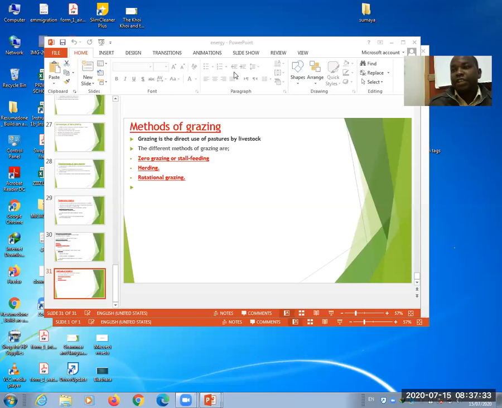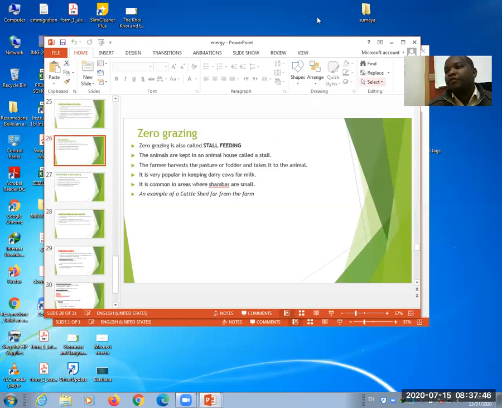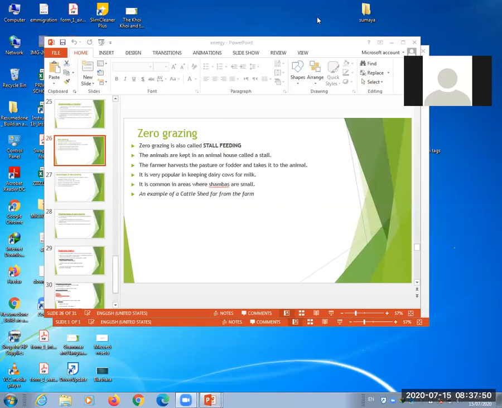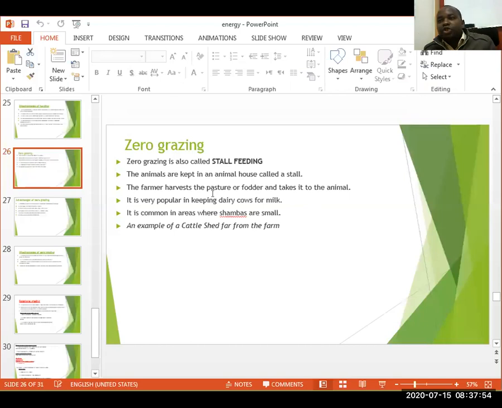Under this method of grazing, known as zero grazing, we said that zero grazing is the most expensive method of grazing. As you know, remember we're having a quick review of what we learned yesterday. So we said zero grazing as a method of grazing is also called stall feeding. It is the most expensive.